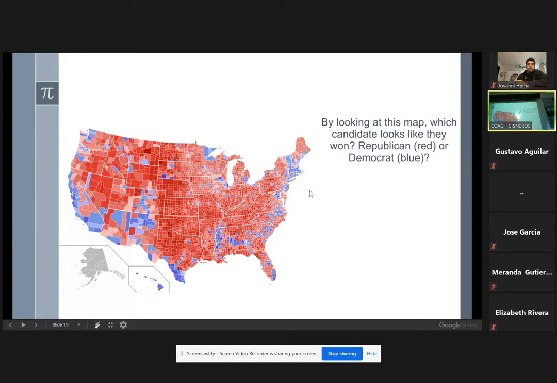It looks like Republican, but you think Democrat? I'm trying to trick you, or what? Yeah. Why? I'm not trying to trick you, but no, tell me what your reasoning is. Where you see most of the blue, like, the bigger counties. The bigger counties? Yeah. The blue is the bigger cities.